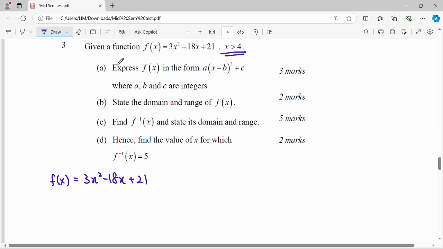First of all, they ask us express this function in the completing the square form. Then we're going to state its domain and range, find its f inverse and its domain and range. Hence, find the value of x given the equations here. So first, we need to express it in completing the square form. First of all, the value of a in front of this quadratic, you need to be factorized out. So take out the 3.